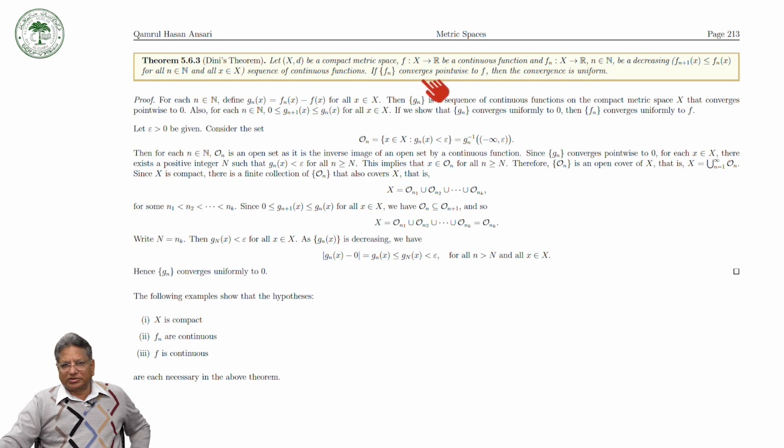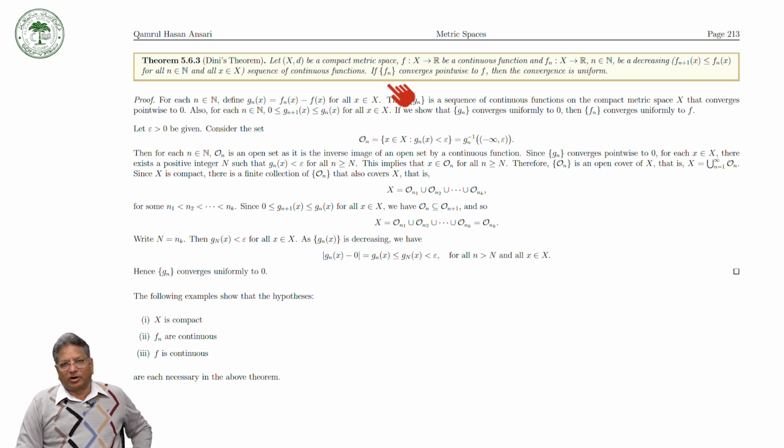Then, if F_n converges pointwise to f, then the convergence is uniform. So, if F_n converges pointwise to f, then this convergence is uniform. Now, what are the things here? Number one, it is a particular case. We are not considering the function f.